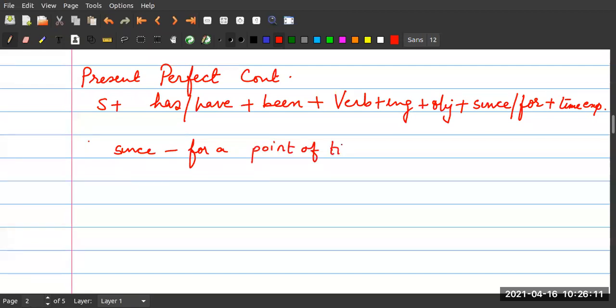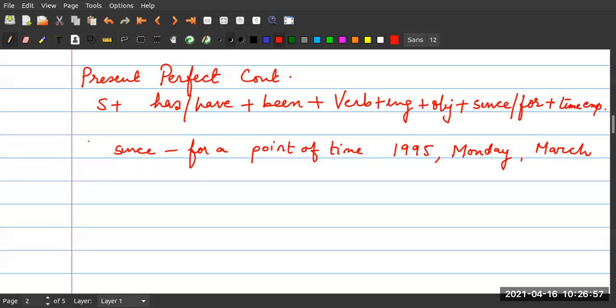Point of time means, suppose one particular year is mentioned, 1995. So here you'll use since. I have been staying in Patna since 1995. This is a point of time. Suppose one particular day is mentioned, Monday. I have been absent from the school since Monday. Or suppose March. Here also you will use since. I have been learning swimming since March.